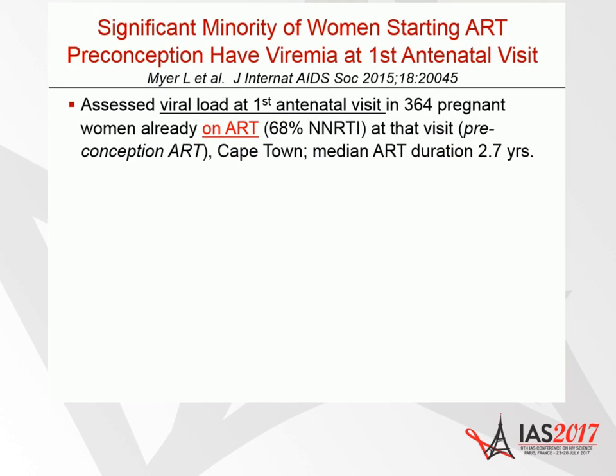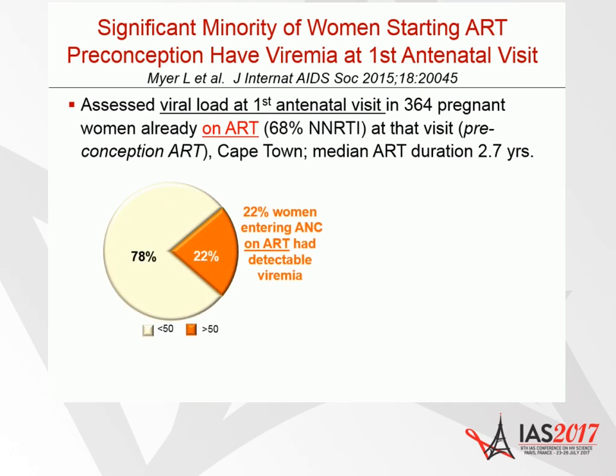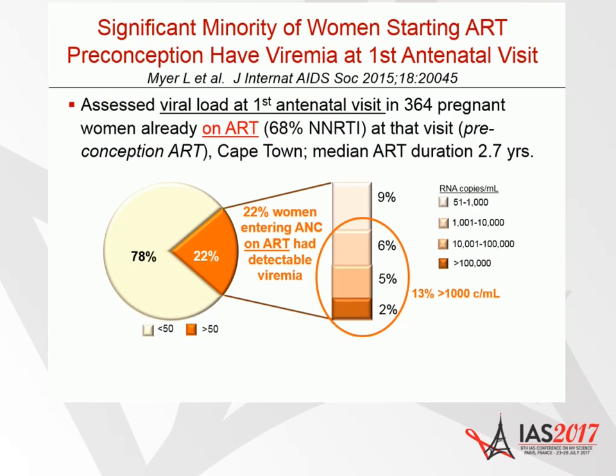Additionally, a significant minority of women starting treatment preconception have viremia at their first ANC visit. Another study from South Africa, almost 400 women on treatment preconception, median duration of treatment 2.7 years. At their first ANC visit, 22% had detectable viremia. And of that, 13% had viral load over 1,000.